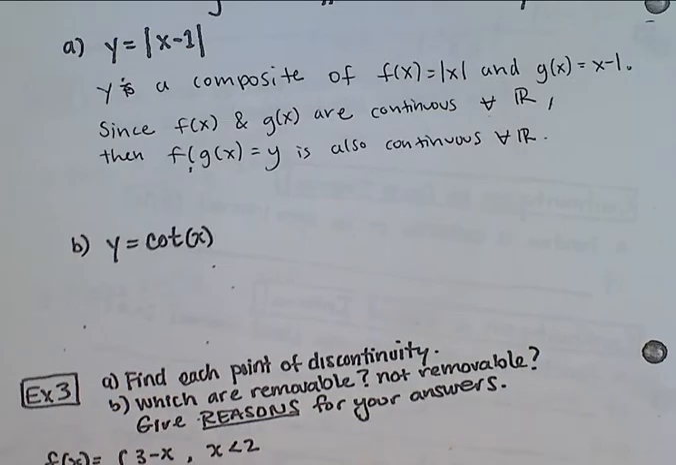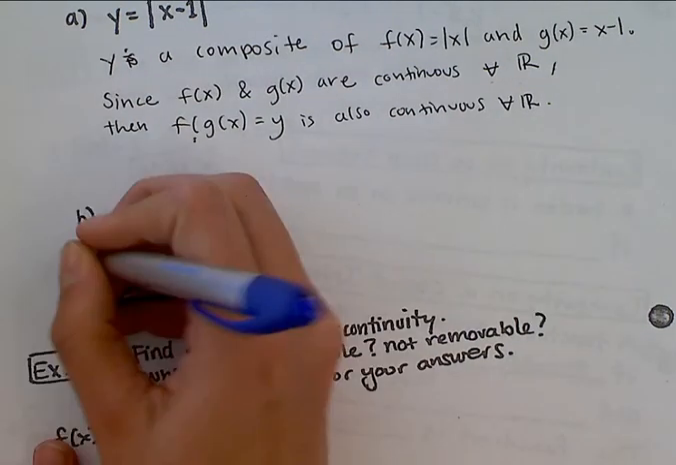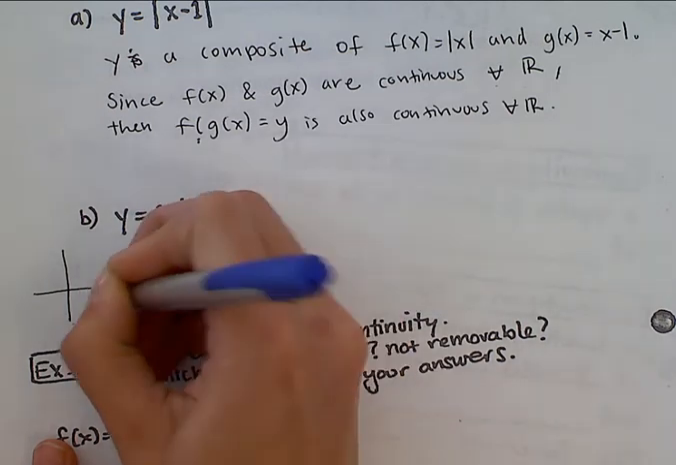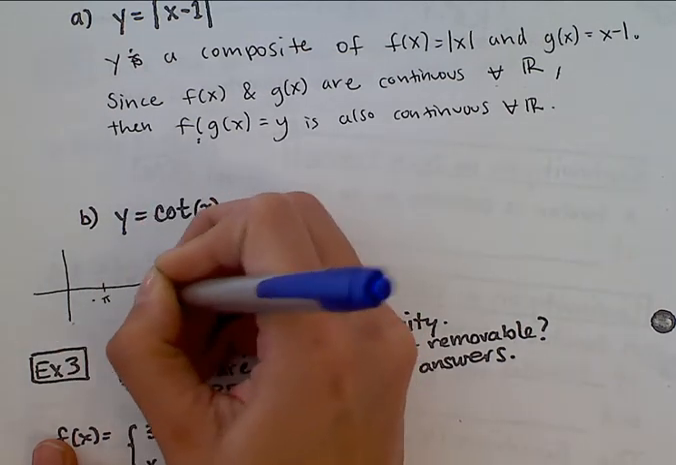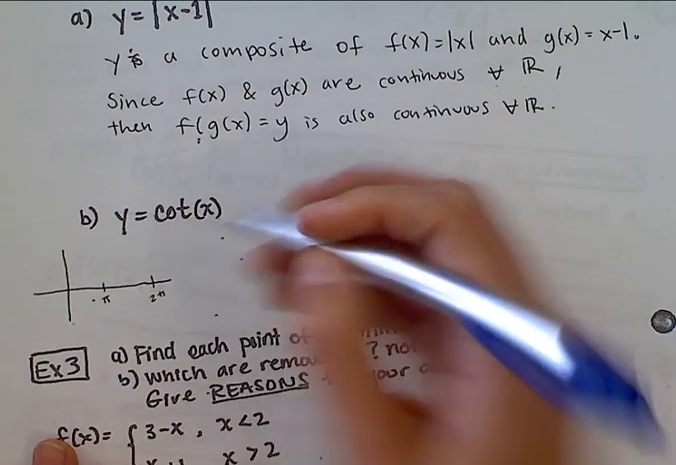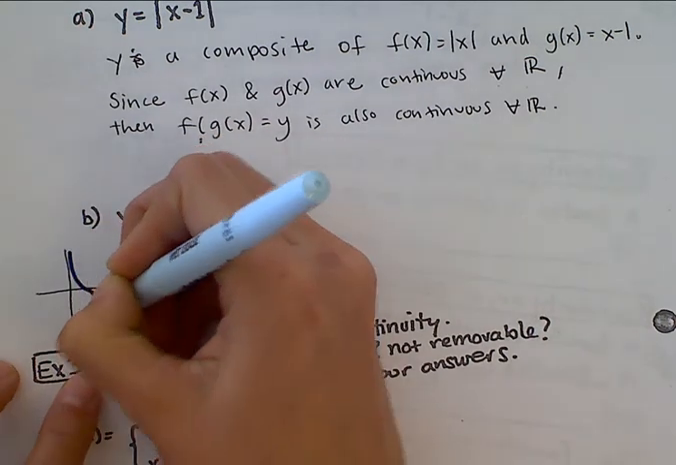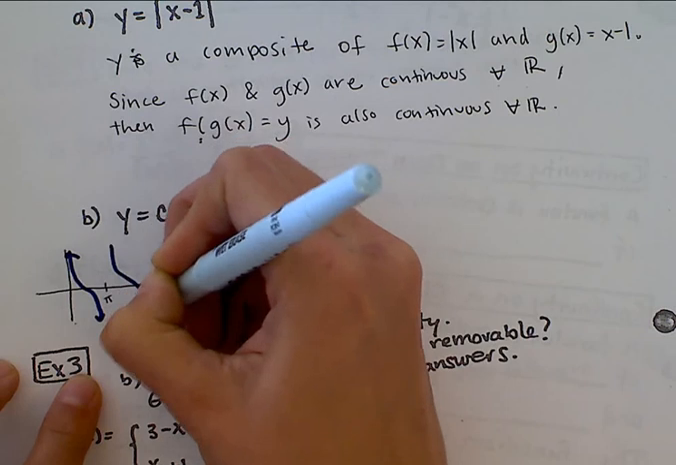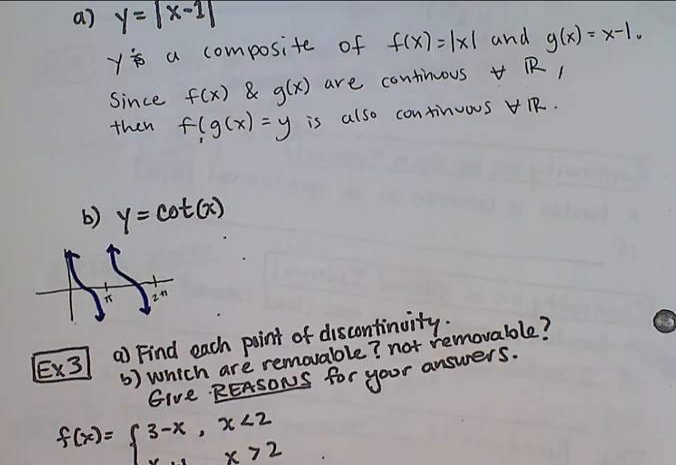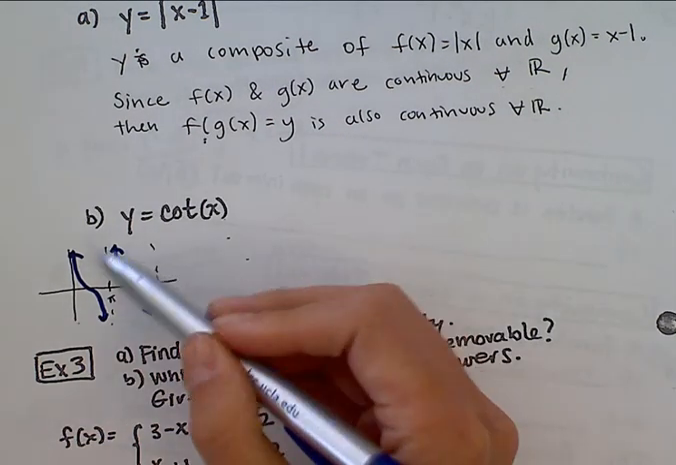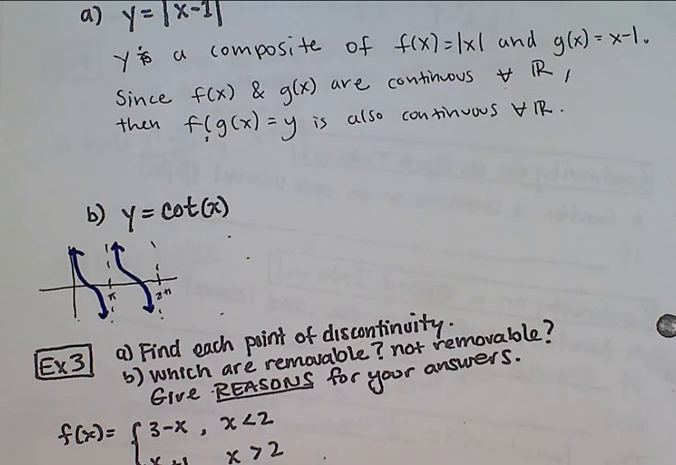Cotangent. So just a reminder of cotangent. It's the reciprocal of tangent, which I think I talked about the other day in class. So we have pi and 2 pi. And the graph of this kind of goes like this. And there are asymptotes right here. Okay, so we can clearly see that these asymptotes represent infinite discontinuities, because infinite discontinuities are when the left and the right side goes to positive or negative infinity.